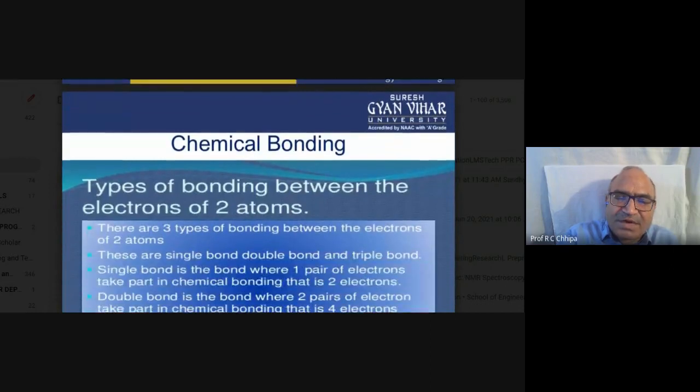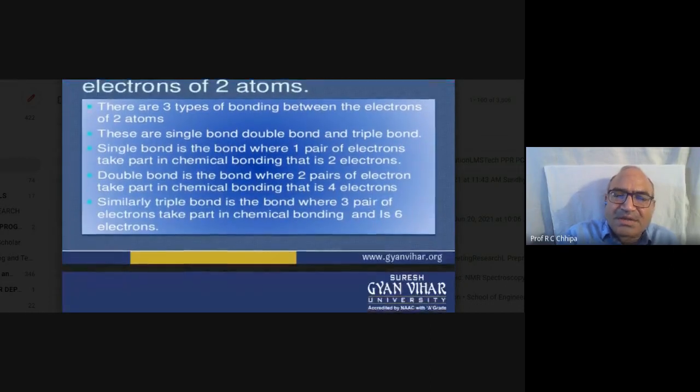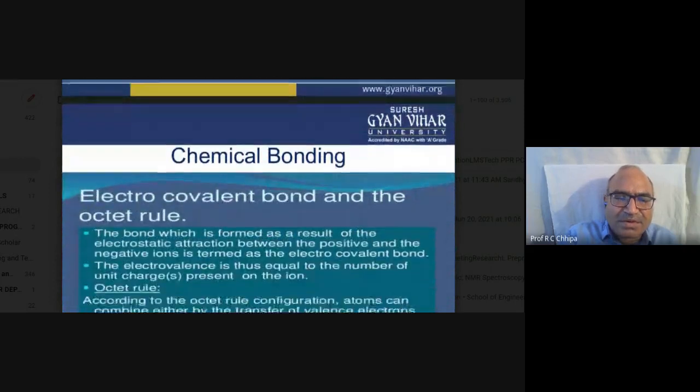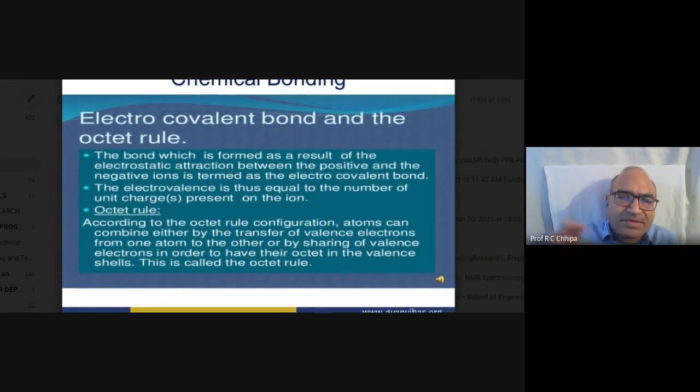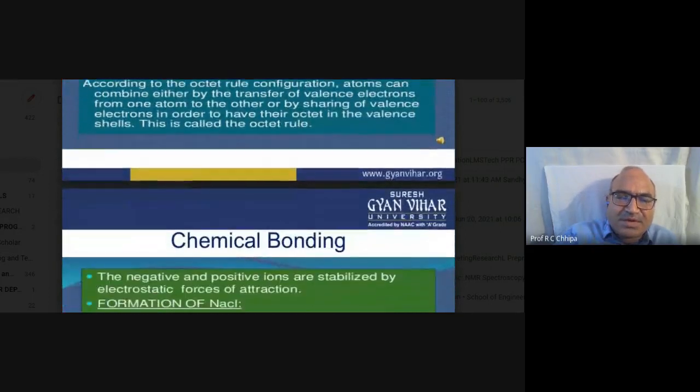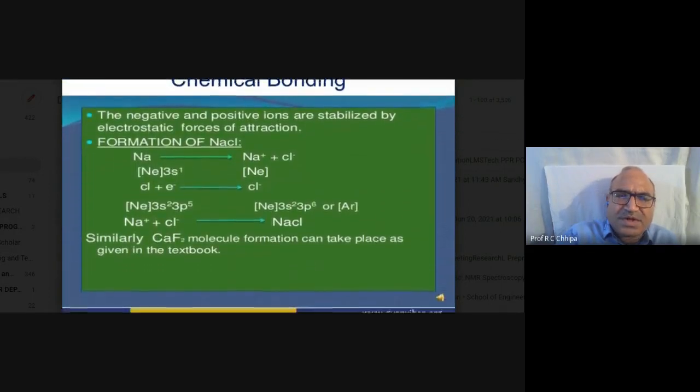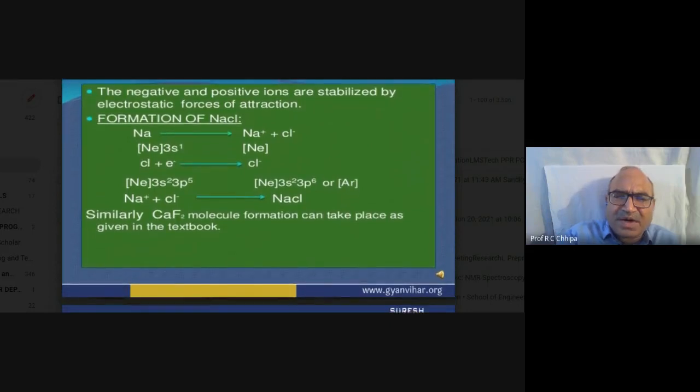In the case of covalent bonding, there may be a single bond, double bond, or triple bond. Now we come towards the first one, the electrovalent bond, where the negative and positive ions are stabilized by the electrostatic force of attraction. So this is the table salt, sodium chloride. Sodium chloride itself is a solid.